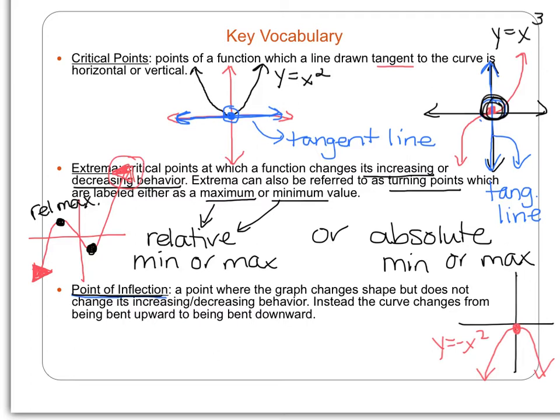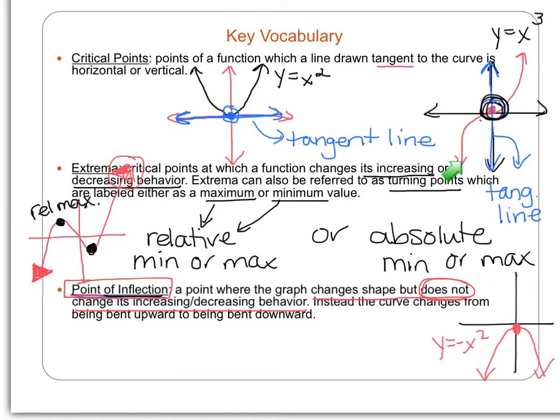So going back to a point of inflection: it is where the graph is changing shape, but does not, I repeat, does not change its increasing or decreasing behavior. It's not a turnaround point on the graph, but instead the curve changes from being bent upward to being bent downward, or vice versa. Like I said, y equals x cubed is a perfect example of this.